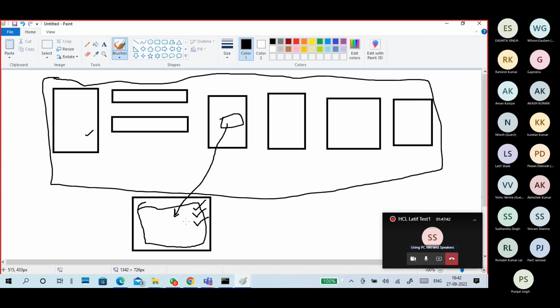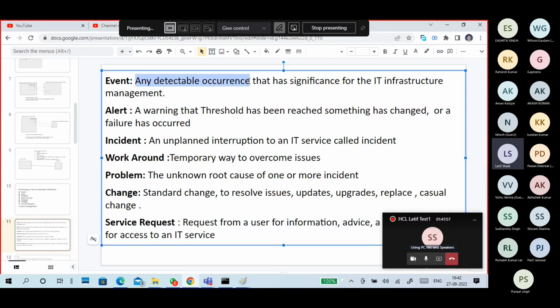So how do I know? Because of monitoring. When certain changes occur, like something going down or up or some critical situation, we can call it an event. That is any detectable occurrence. Monitoring means we are just looking, but when any significant change occurs, different events occur. That is called an event. I will explain again one by one, but first I'll explain the definitions only.